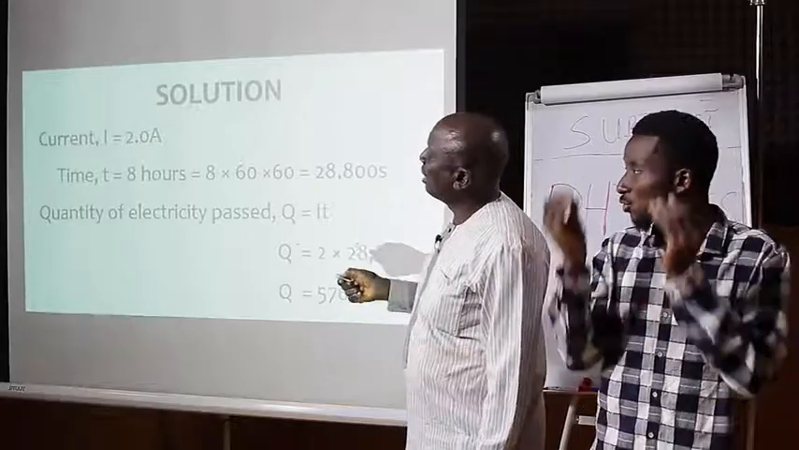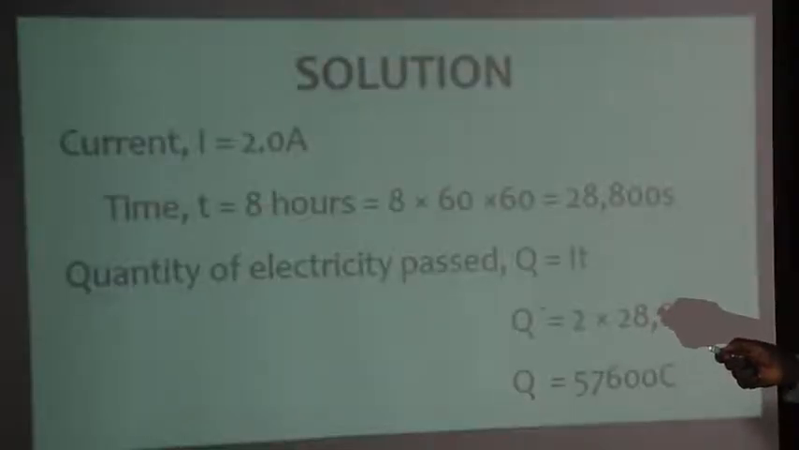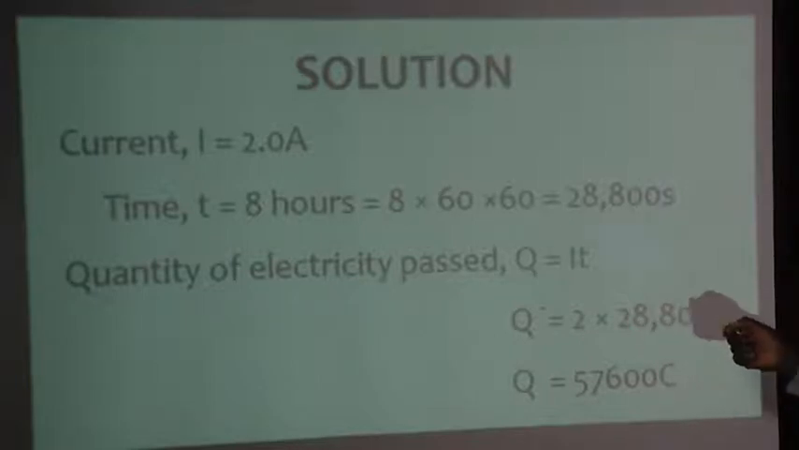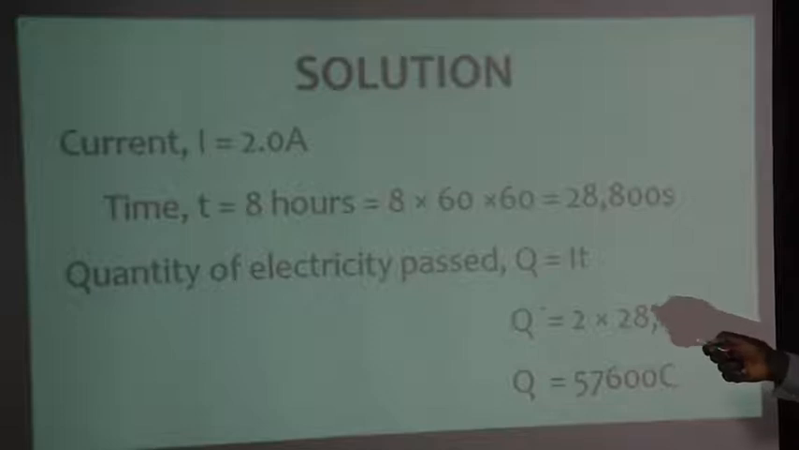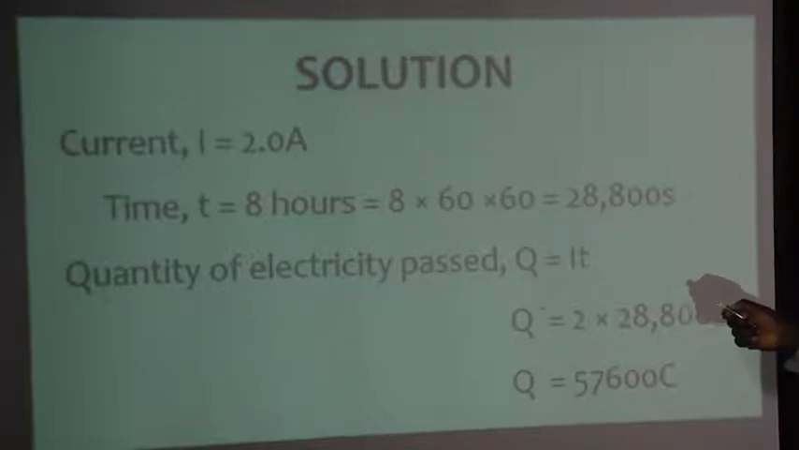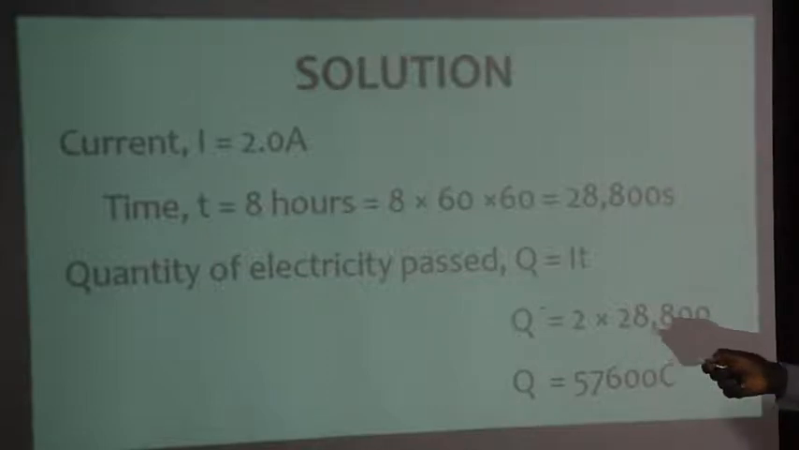Solution. Our current I is given as 2.0 ampere and the time small t is equal to 8 hours. So we have to convert the 8 hours to seconds, and that will be 8 times 60 times 60. We convert from hour to minute, then from minute to seconds. So 8 times 60 times 60 gives us 28,800 seconds.